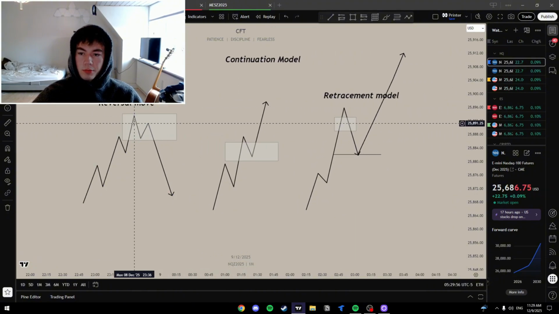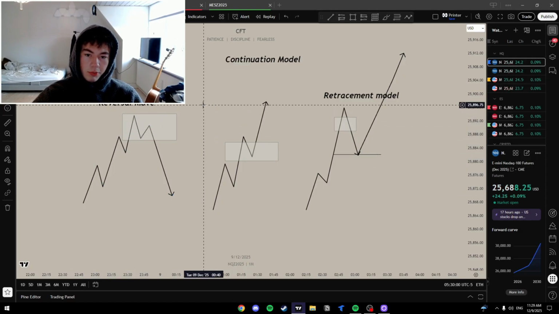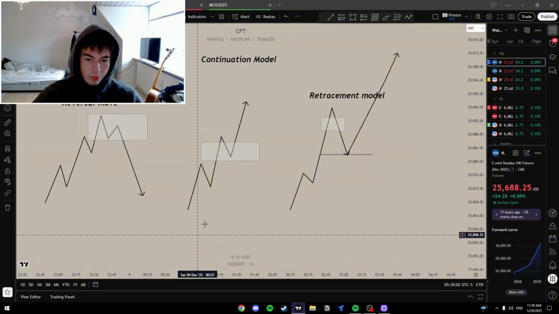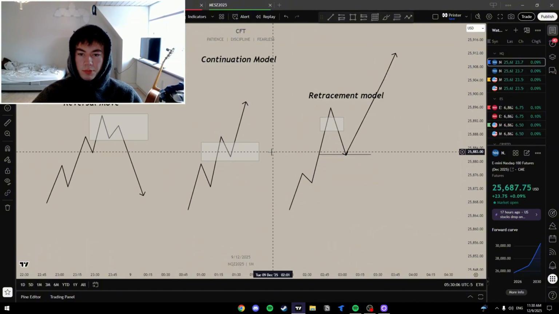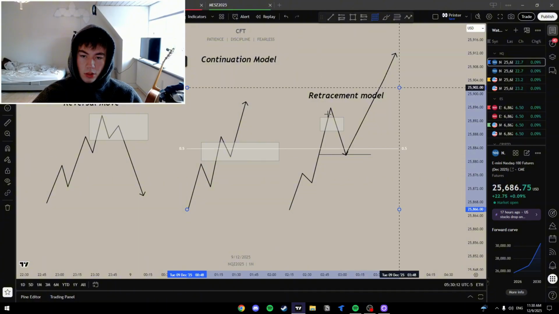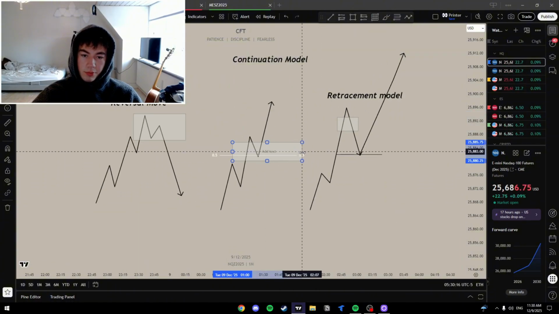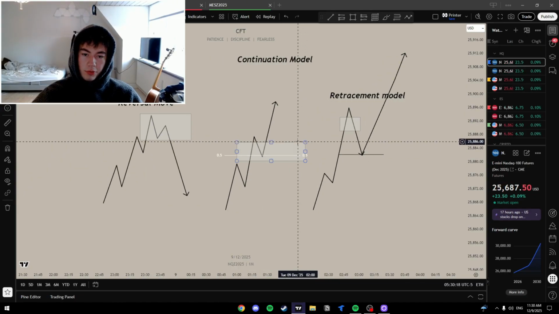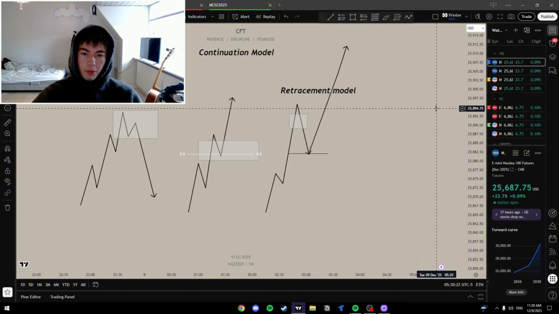But let's say we don't get a displacement lower in this case because we are bullish and we just shoot upwards, you know, we just pump, then I'll be looking for a retracement. And where do I want my retracement? Well, I will want my retracement down into a fair value gap and equilibrium of the range. Alright, now the retracement model.